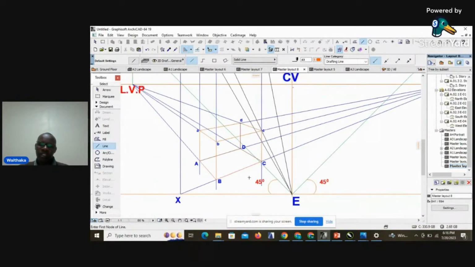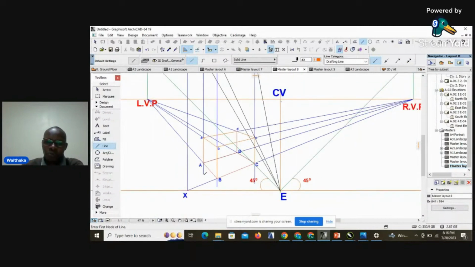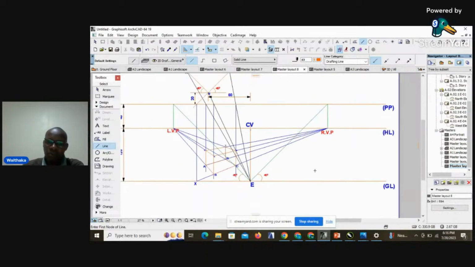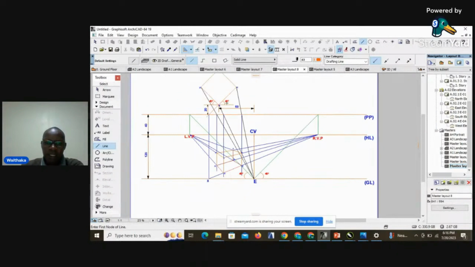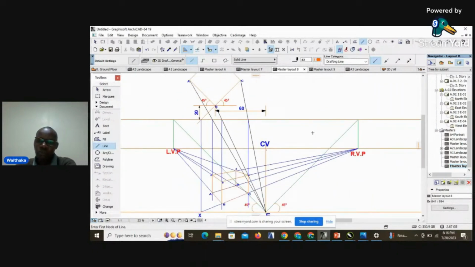And that's how we generate a 2-point perspective of a cube. Maybe just as a recap or an overview of what we've done, maybe very quickly.